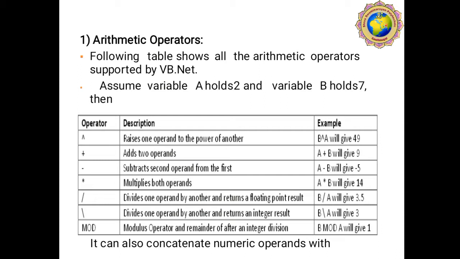The first operator type is the arithmetic operator. The following table shows all the arithmetic operators supported by Visual Basic .NET. Assume that variable A holds 2 and variable B holds 7. The first operator raises one operand to the power of another, and it is known as the exponent. We all know what an exponent is.